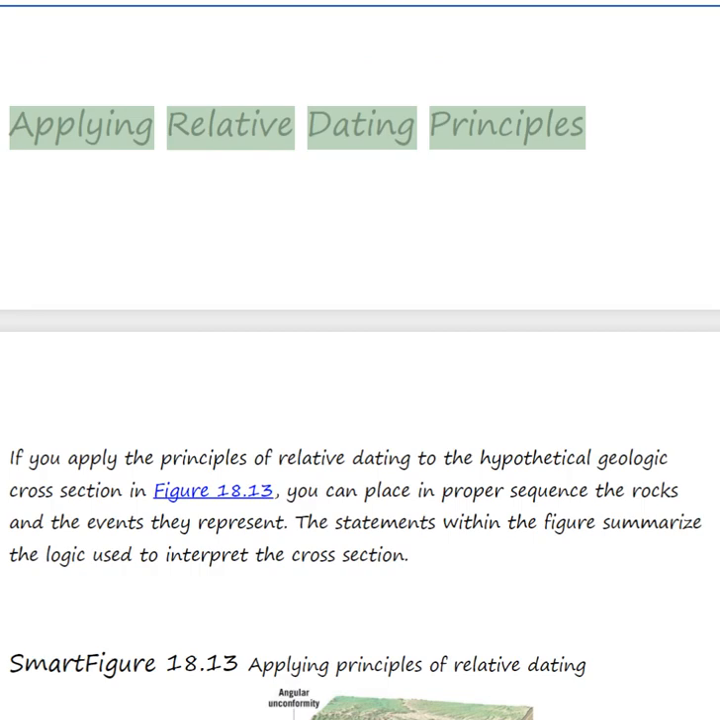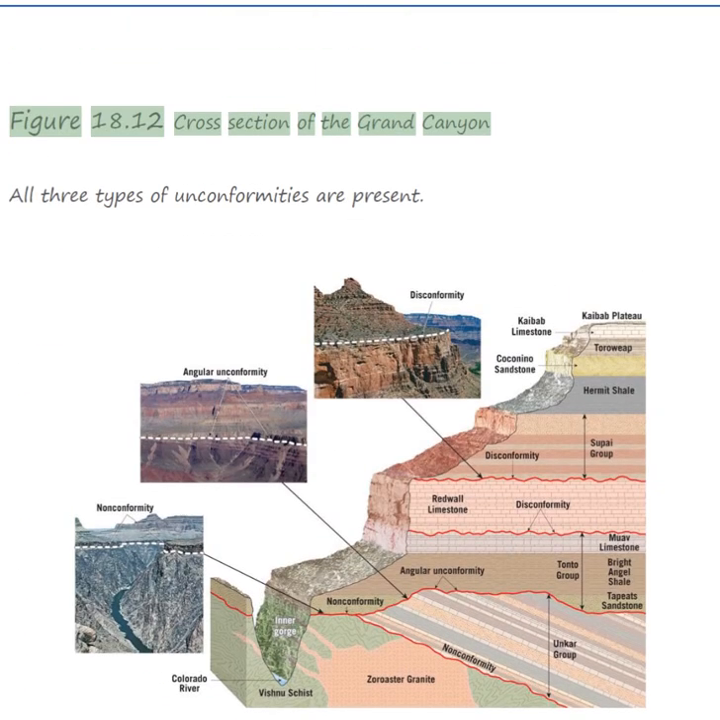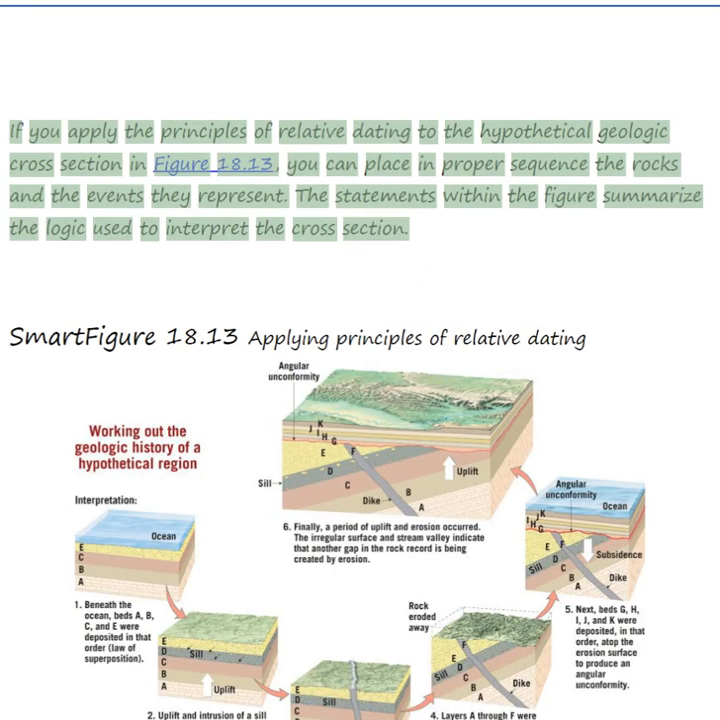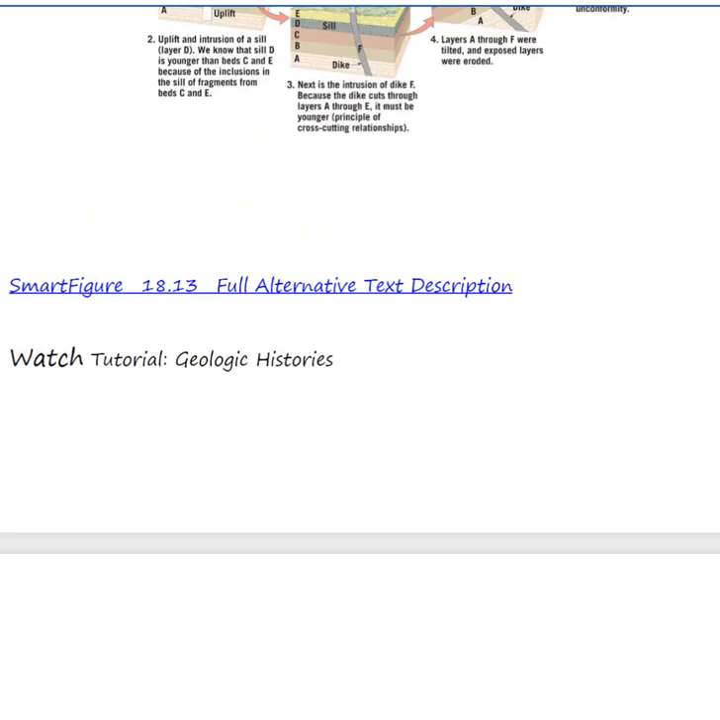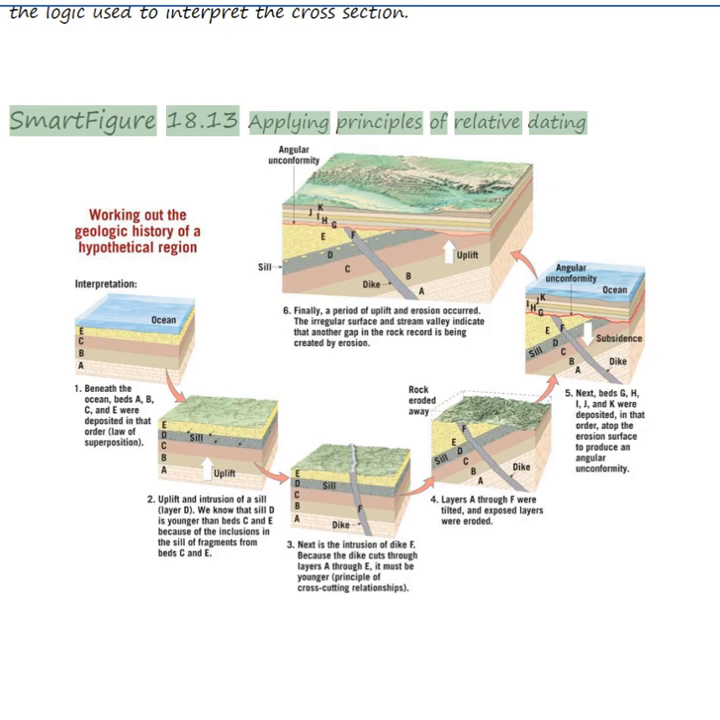Applying relative dating principles. Figure 18.12 Cross-section of the Grand Canyon. If you apply the principles of relative dating to the hypothetical geologic cross-section in Figure 18.13, you can place in proper sequence the rocks and the events they represent. The statements within the figures summarize the logic used to interpret the cross-section. Smart Figure 18.13 Full alternative text description. Smart Figure 18.13 Applying principles of relative dating.